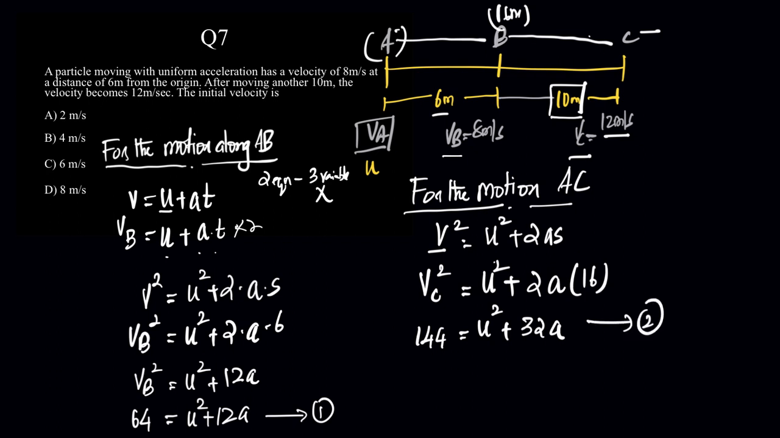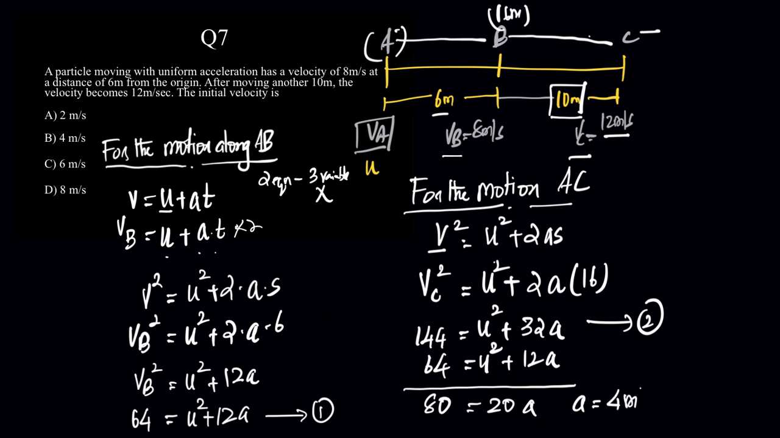What was the first equation? We have 64 is equal to U square plus 12a. If you subtract these two equations, what do we get? 144 minus 64: 4 minus 4 is 0, 14 minus 6 is 8. So 80 is equal to 20a, in which case a is equal to 4 meter per second square.